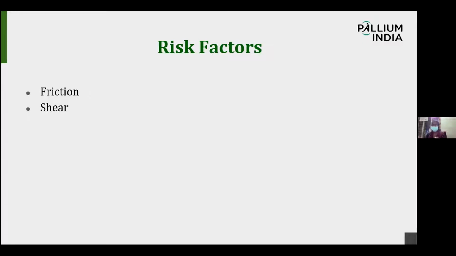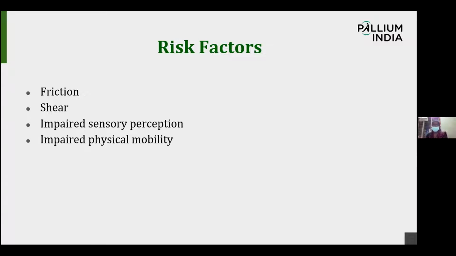If you put the patient in the same position, there is a chance of pressure ulcer. And the next one is impaired sensory perception and impaired physical mobility. Here, imagine a paraplegic patient: they are not able to sense the lower part of the body, so that patient easily gets pressure injuries, especially on their sacral area, heels and toes.